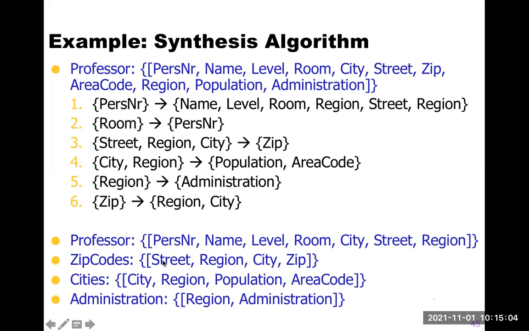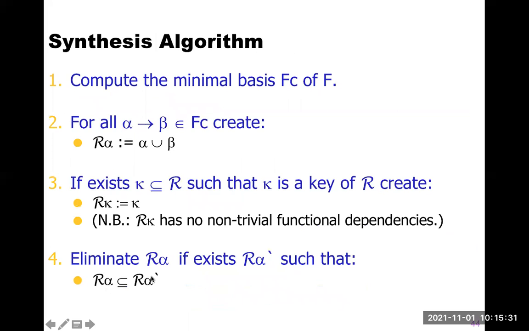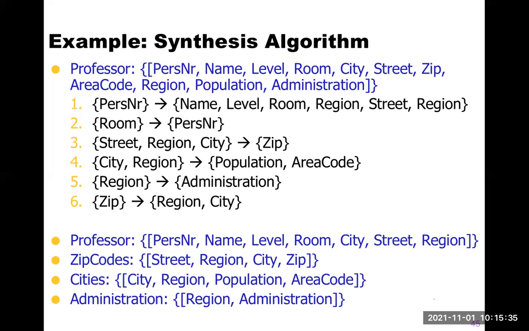and then I see here the zip codes table: zip, region, and city. So this table is smaller, and I need to remove it, eliminate it. So I don't need to create it. So 4 tables are built on the basis of 6 dependencies, and all the elimination happens due to the last step of the algorithm, the last condition.